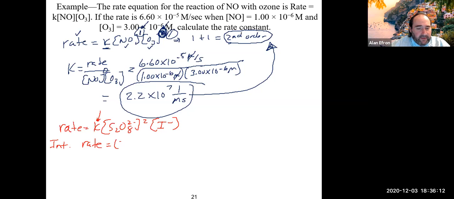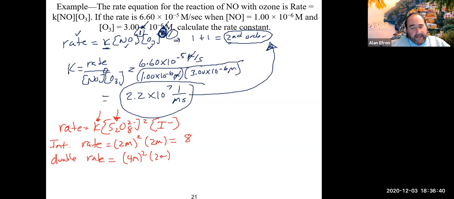I'm going to start with 2 molar of my first guy and 2 molar of my second guy. And that will give me 2 times 2 squared, which is 4. 4 times 2, which would be 8, would be my rate technically. Now, if I decided I want to double the concentration of the first guy and kept the second one constant, that would give me 4 molar squared times 2 molar. And that is 4 squared, which is 16. 16 times 2, which is 32, would be my rate.